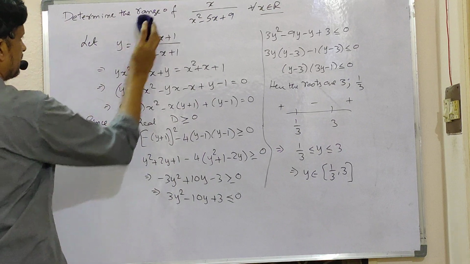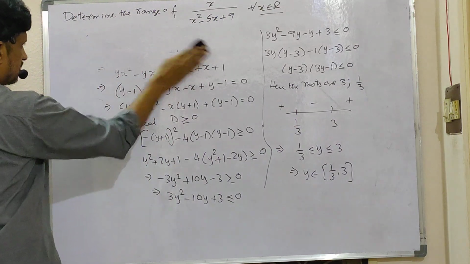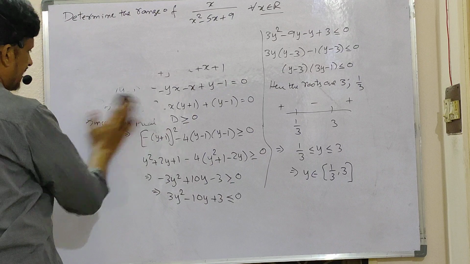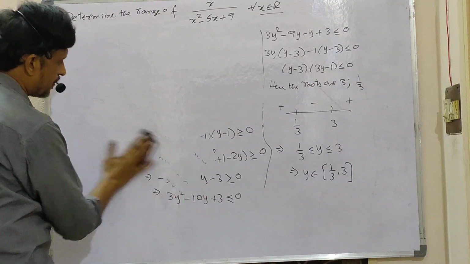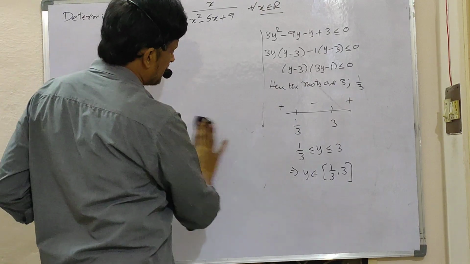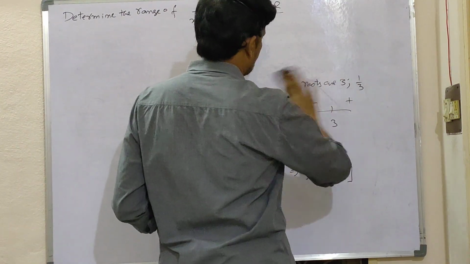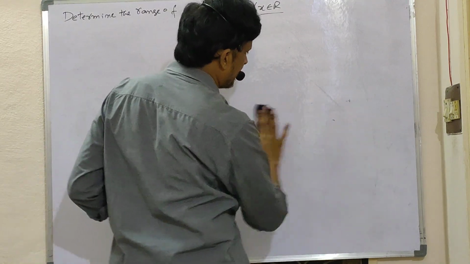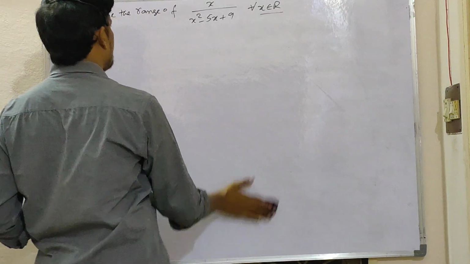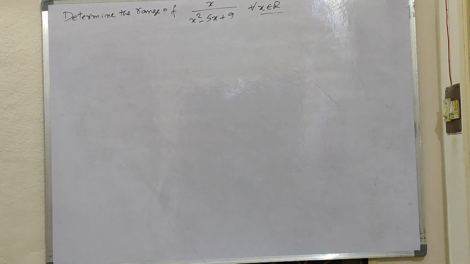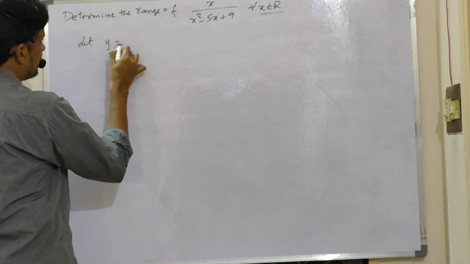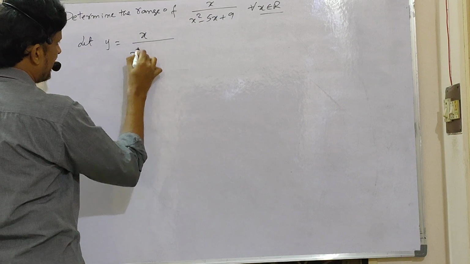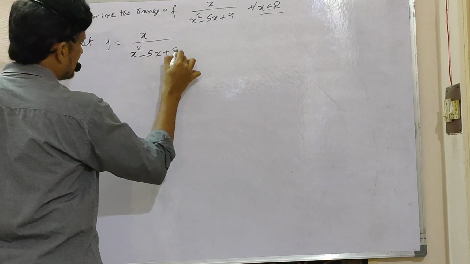Now the next one. Determine the range of the given expression, x by x square minus 5x plus 9, for all x belongs to R. Similar to the last one, let y be one of the values of the given expression, that means let y is equal to x by x square minus 5x plus 9.